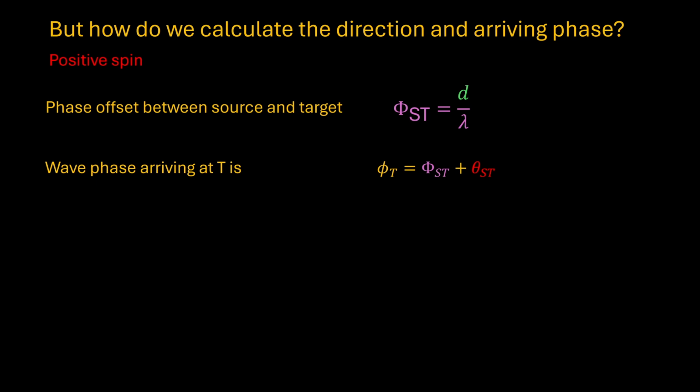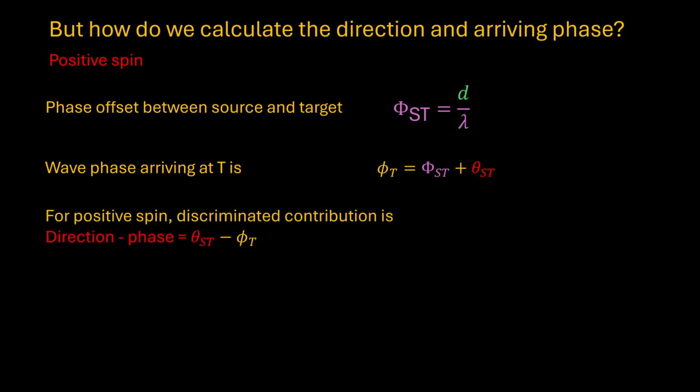Now apply the discriminator for positive spin, which is direction minus phase. And note that the thetas cancel, so the phase only depends on the distance from the target. In other words, it is independent of the direction of the waves.